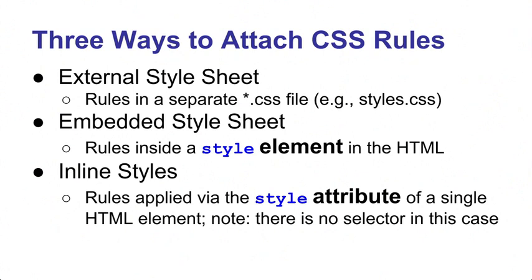So, the main difference between the three techniques is the scope of the rule. An external style sheet can apply to multiple pages, while the embedded style sheet is narrower, only applying to elements within a given HTML file. The narrowest scope is an inline style, which only applies to a single HTML element in a single HTML file.